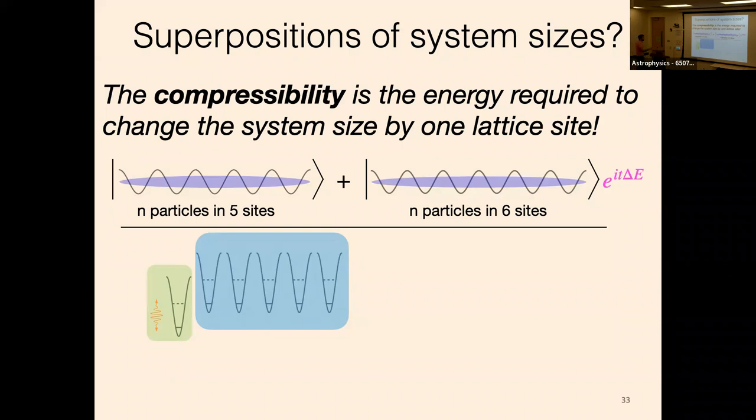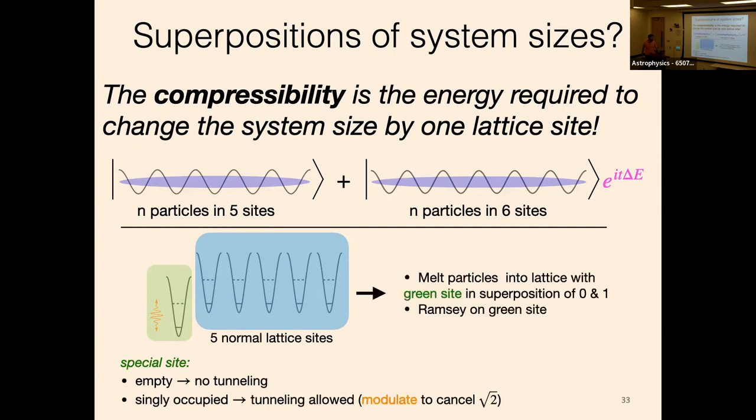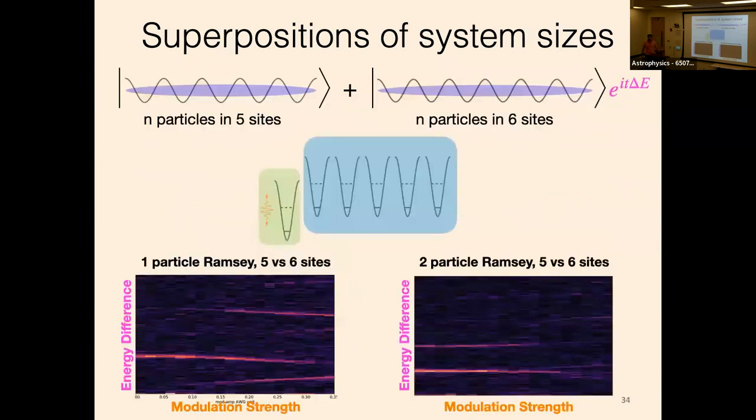And we can use that to reduce that tunneling matrix size. Okay? And it turns out the difference in energy between a state in five sites and that same state in six sites is the compressibility of the system, right? How much energy did it cost you to compress it by one lattice site? Let's just take a look at that.